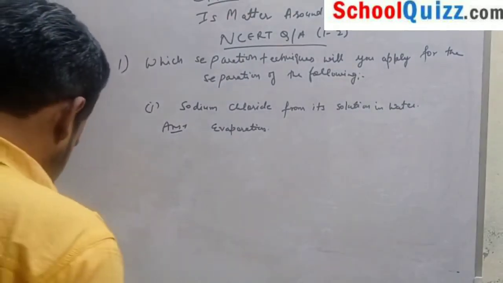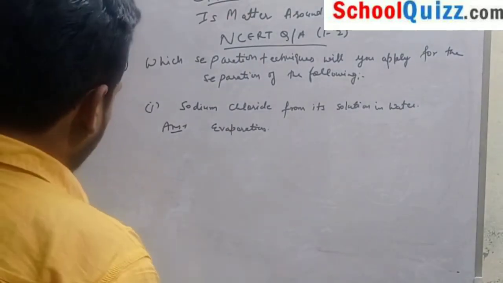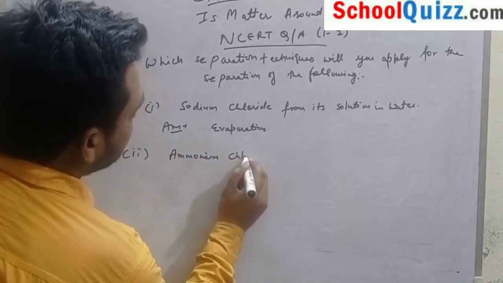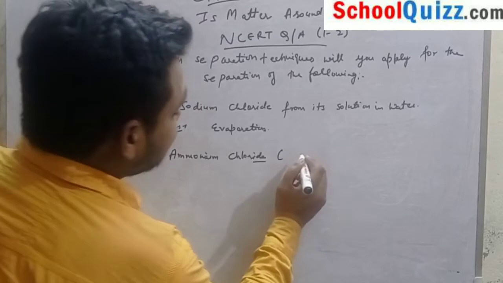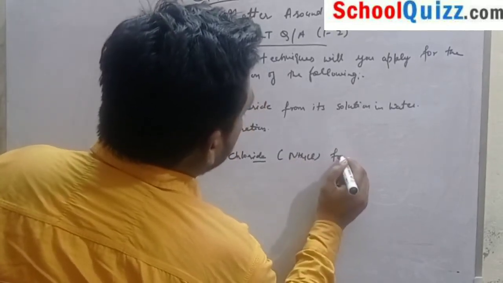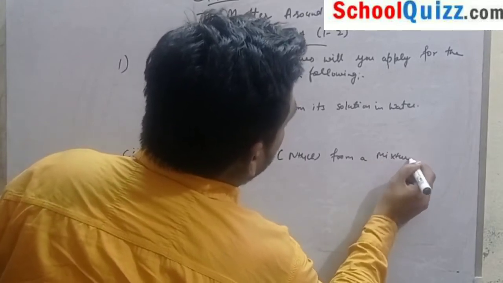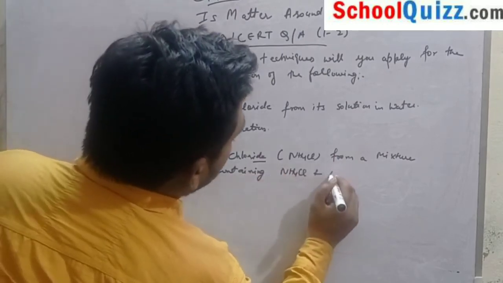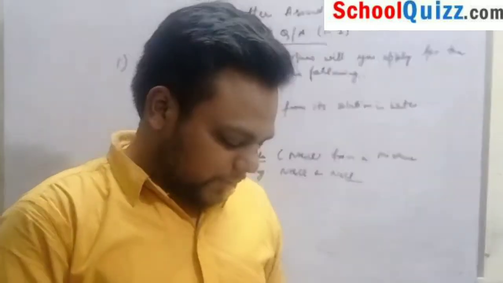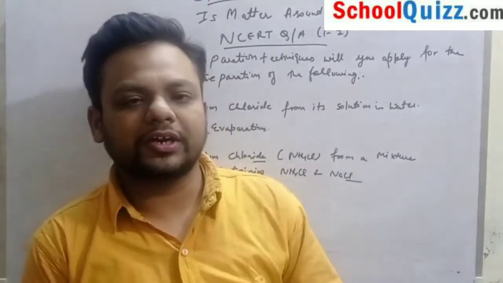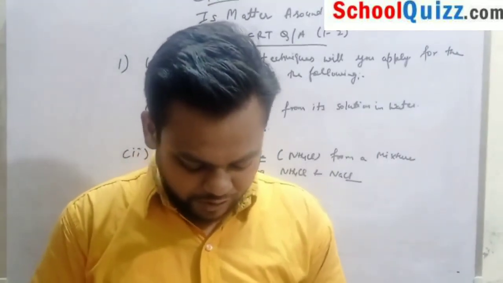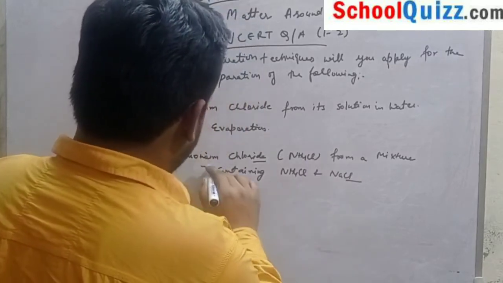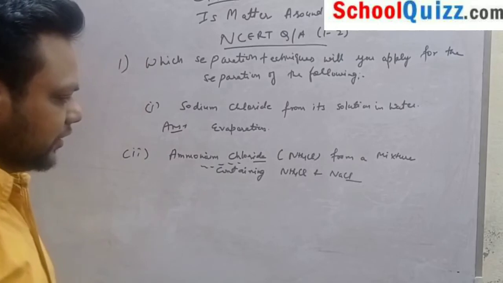Now the next one is ammonium chloride from a mixture containing ammonium chloride and sodium chloride. What is the formula of ammonium chloride? That is NH4Cl. So how can we separate that from a mixture containing ammonium chloride and sodium chloride?